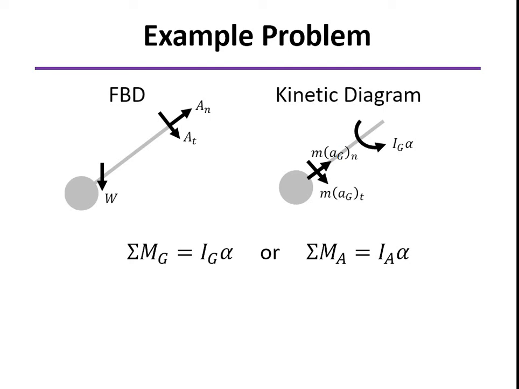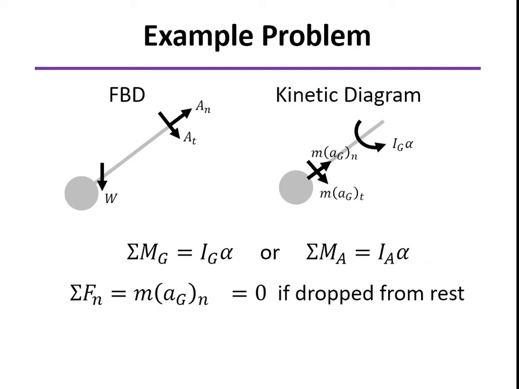To find the pin forces, then, we use our sum of the forces. And sum of the forces in the normal direction normally will be mass times the acceleration of the center of mass in that direction. In this case, it's going to be 0, because remember the normal acceleration is going to be r times omega squared. And in this case, because we're dropping it from rest, that means the initial angular velocity is 0. So again, the sum of the forces in the normal direction will be 0 initially.